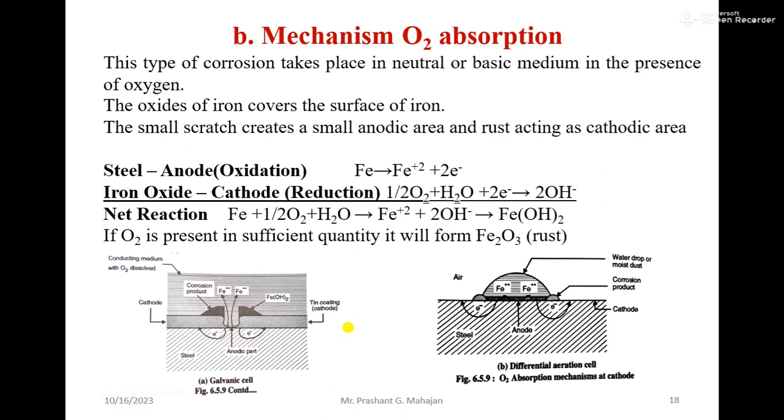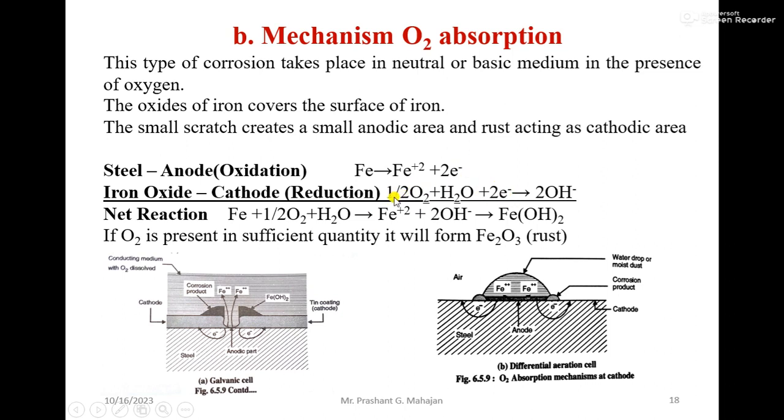So see what is happening. First of all, steel will be acting as anode. The reaction will be the same, Fe giving Fe2+ and 2 electrons, and the metal oxide will be acting as cathode. So the water droplet is present there. You can see water is there. Then oxygen is present in the water, and the 2 electrons are coming from the anode.